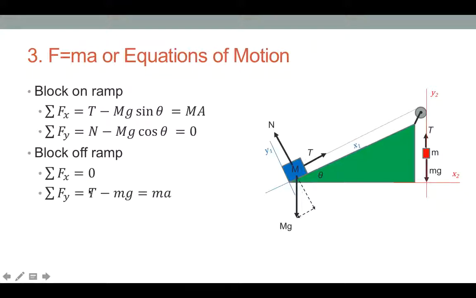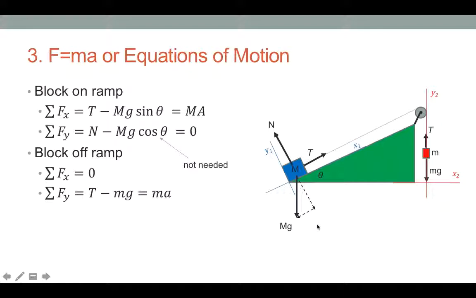Well, here the block off the ramp, the x direction is very easy. There are no forces, so the net force is 0. Here we have tension minus its weight, and the tension is acting vertically up along the y-axis, weight acting vertically down along the y-axis, so it's T minus mg equals small m times small a. So this acceleration, capital A, is the acceleration of the blue block, and the small a is the acceleration of the red block.